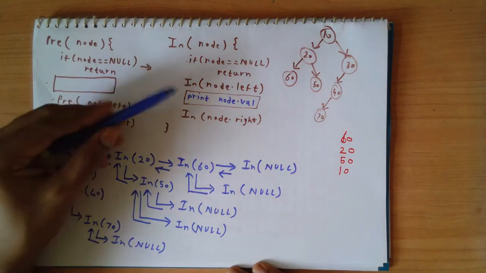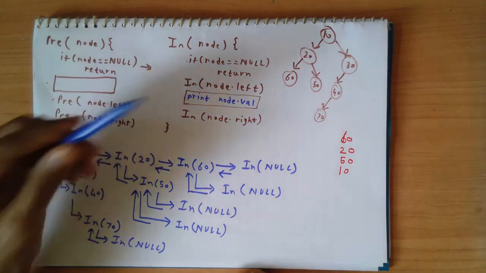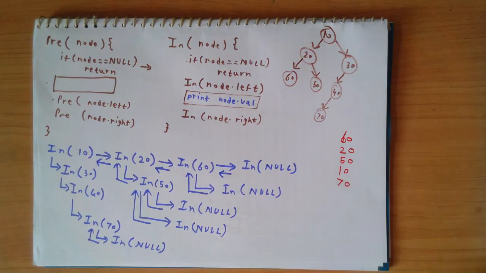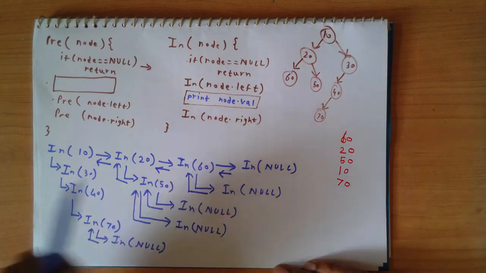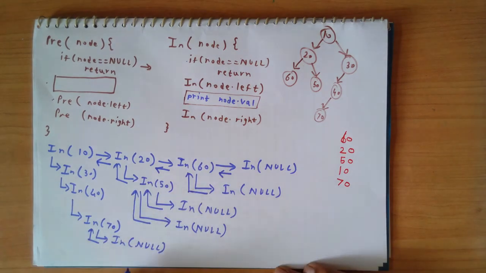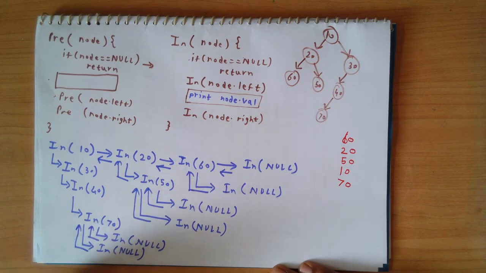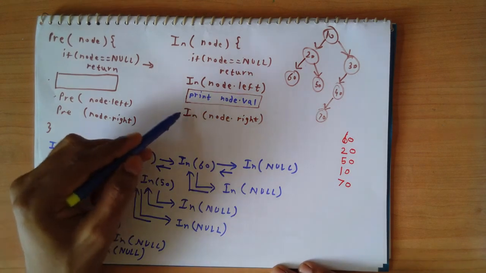Now we resume the working of 70, and next thing we have to do is print the contents of the node 70. Okay, and then we have to do the in order traversal on the right subtree, which is again a null node. So I have to do in order on a null node, and I will simply return back to 70. And this completes the call for 70.